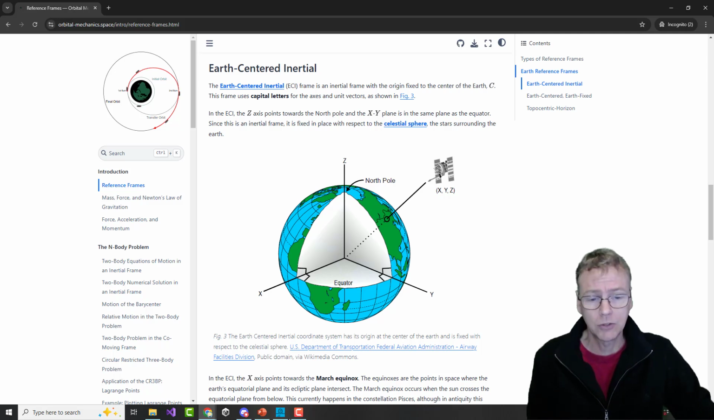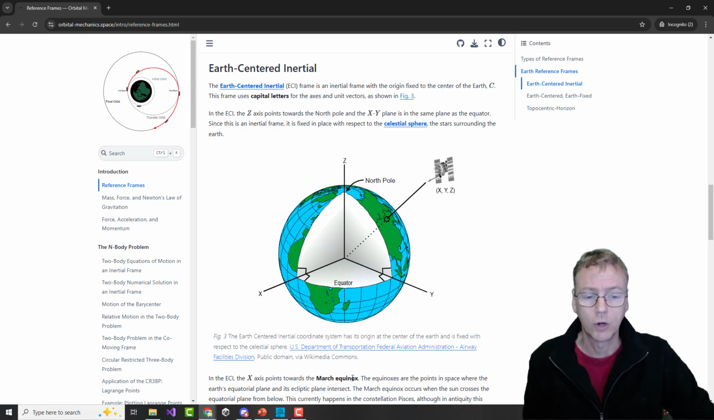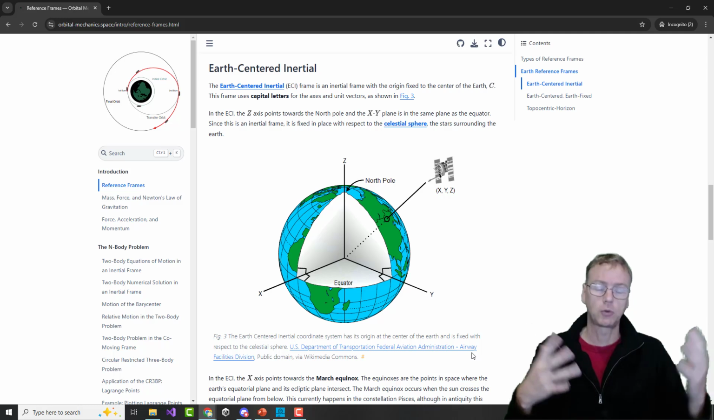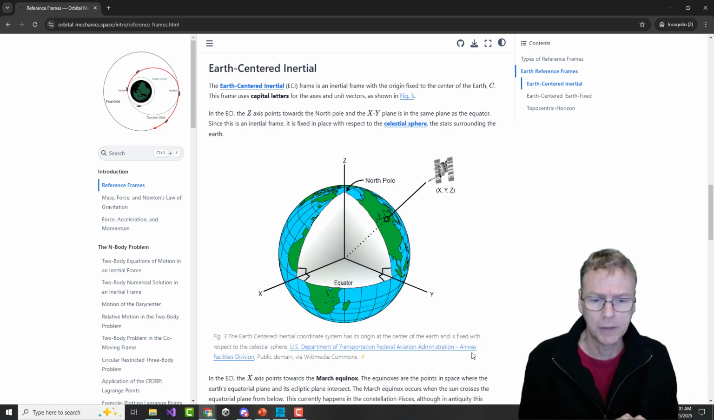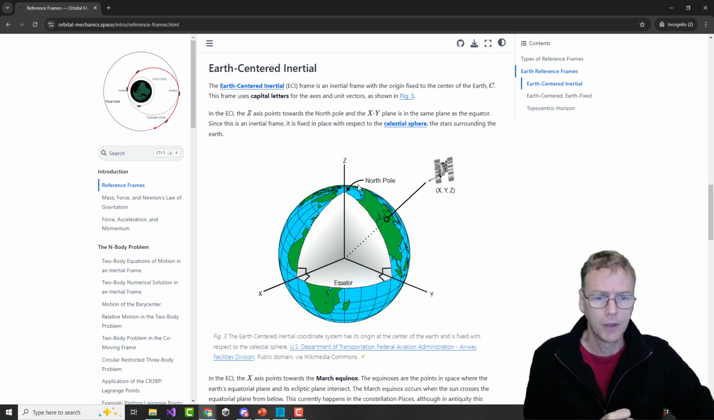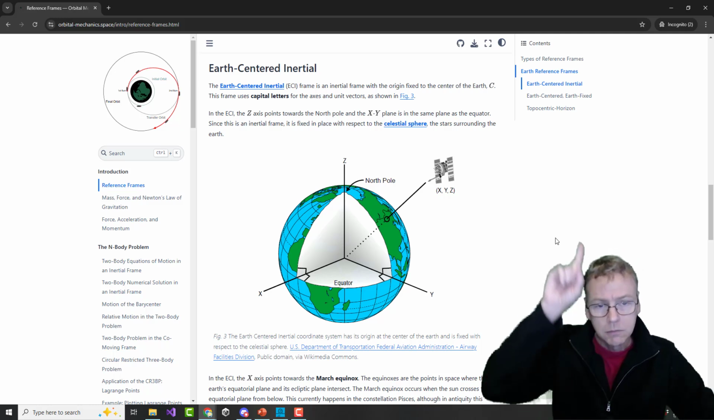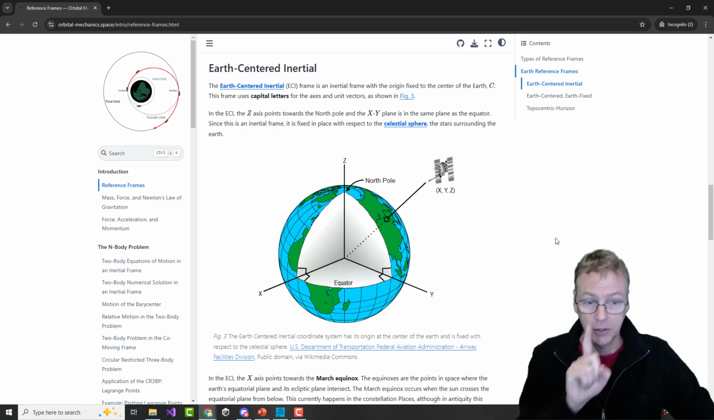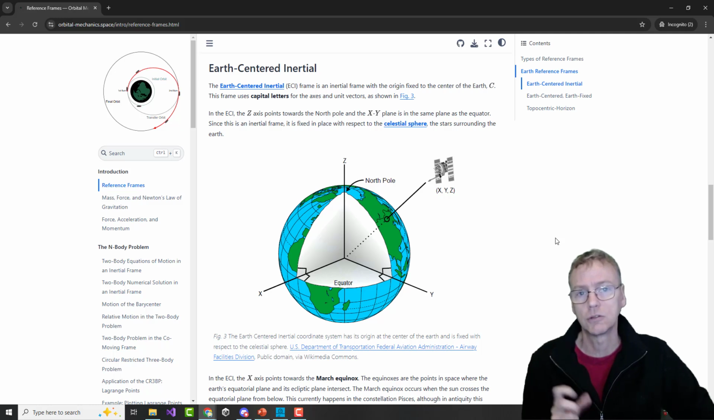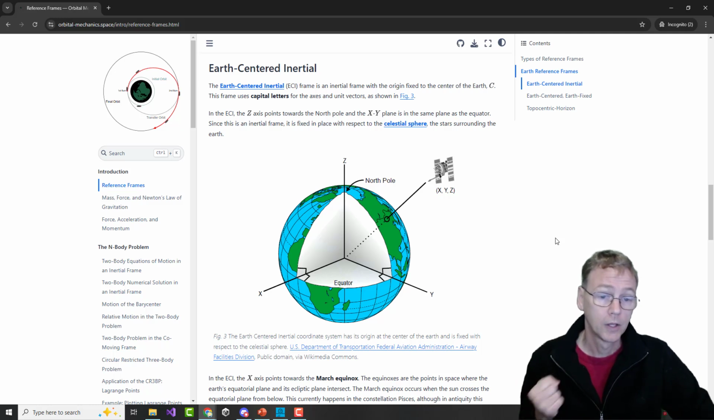And where does it point? You can see here the x-axis points towards the March equinox. That's where we'll decide to point that. And then the z-axis, we're going to point it up towards Polaris, literally to the celestial North Pole. So that's what that axis is.